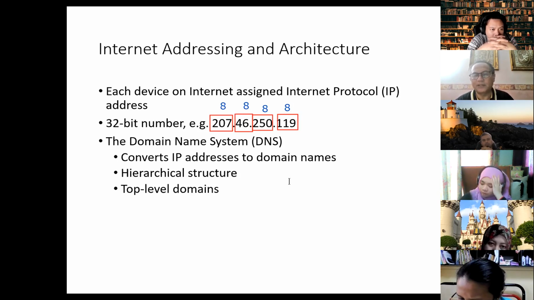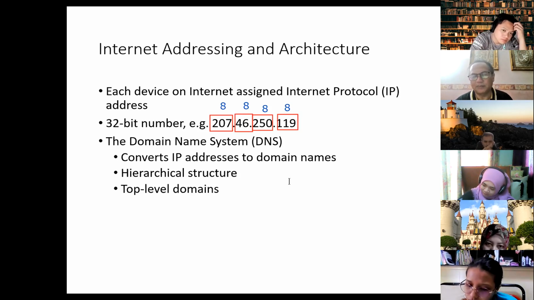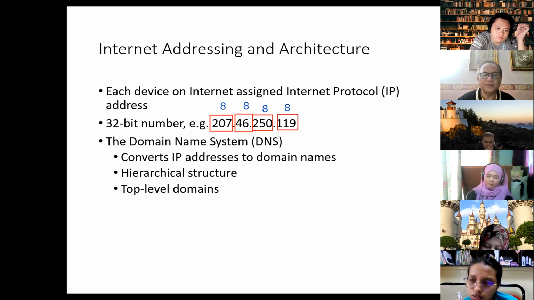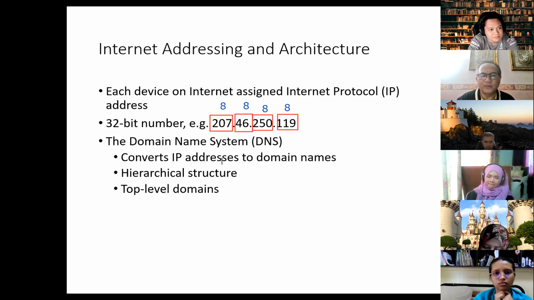Because of that, there is a limitation for IP version 4. So that leads to the advent of IP version 6, IPv6. That is as far as you need to know. You don't have to know it in detail for this course, but you need to know that these IP addresses are converted into domain names. The domain names are in a hierarchical structure, and we begin with the top level domain.